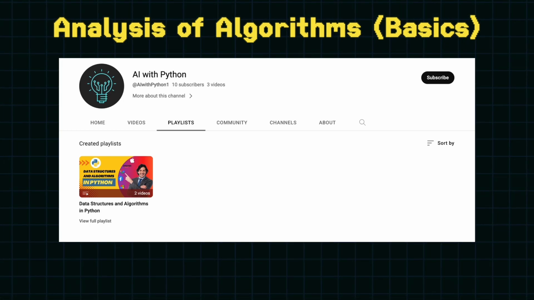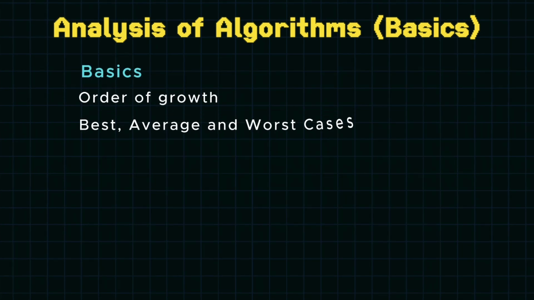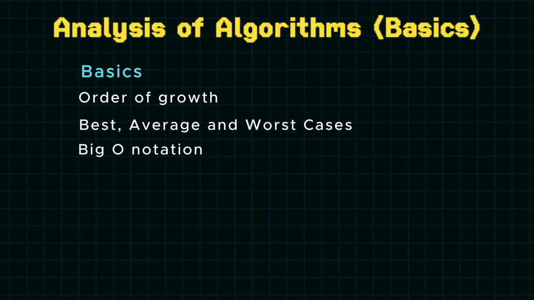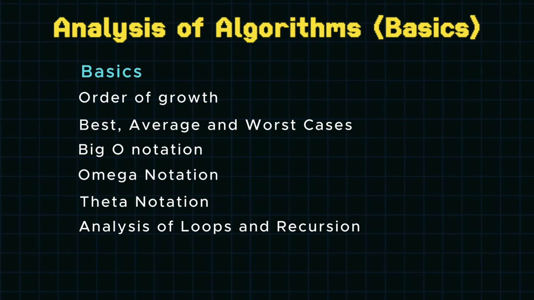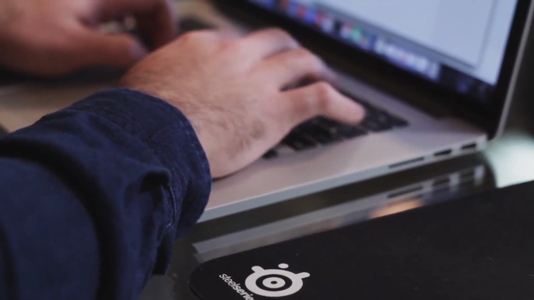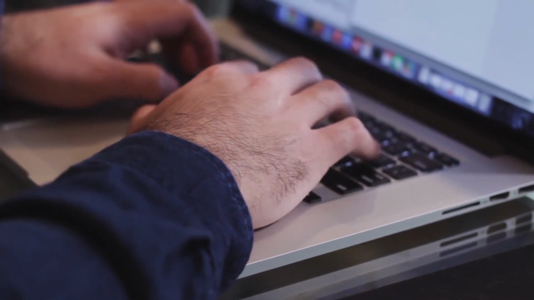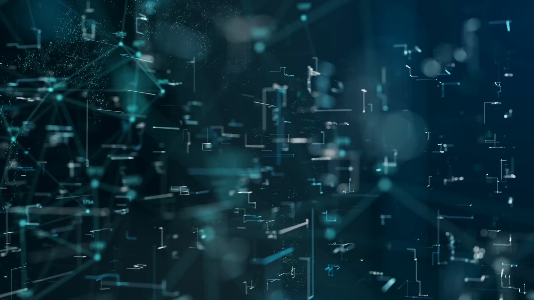Throughout this series, we'll cover all the important topics related to analyzing algorithms, including basics, order of growth, best, average and worst cases, big O notation, omega notation, theta notation, analysis of loops and recursion, and space complexity. Understanding the analysis of algorithms is crucial for anyone looking to build software products or succeed in job interviews. It forms the foundational knowledge that helps optimize algorithms for better performance and identify potential bottlenecks.